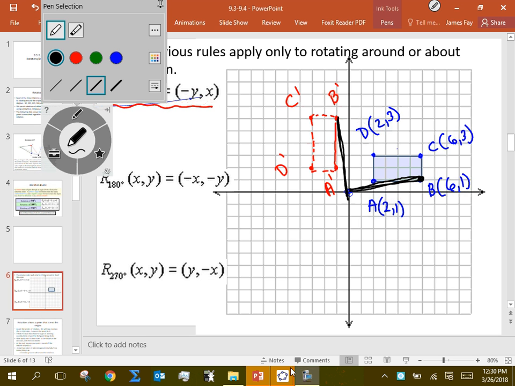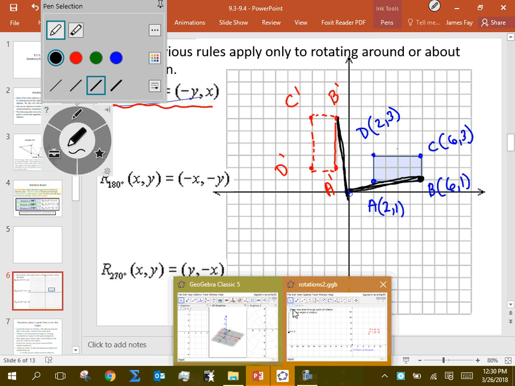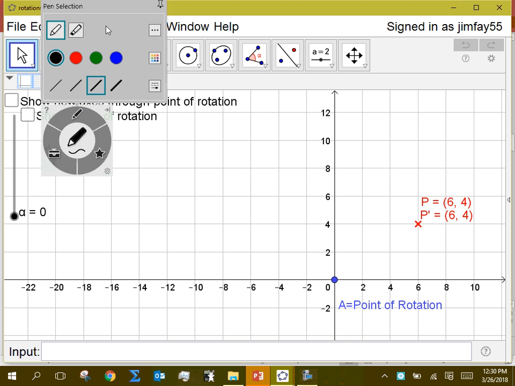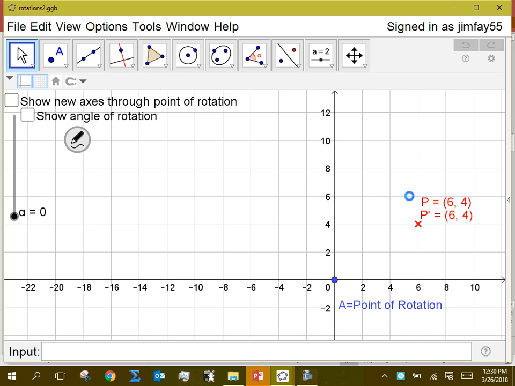Let's clean it up a little bit. I'm not sure what's going on with my computer, why it's so slow right now.